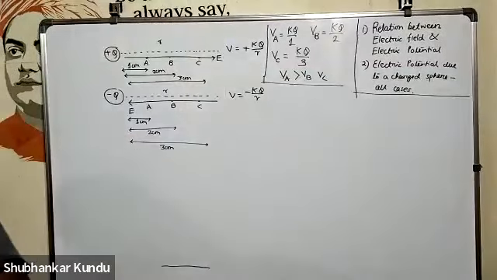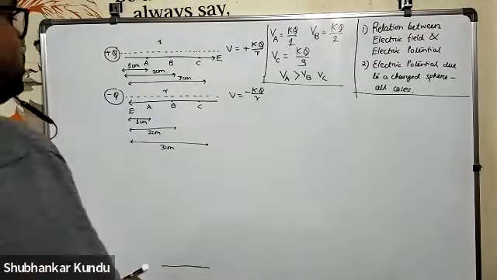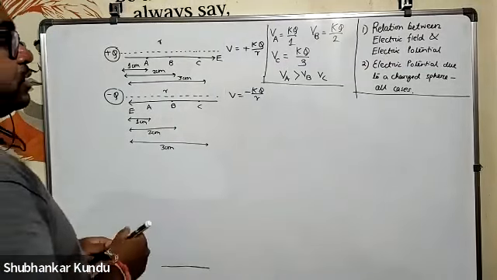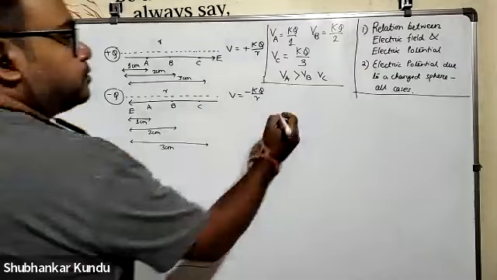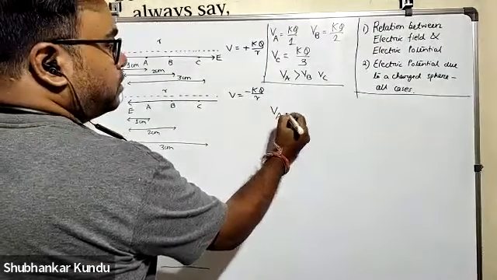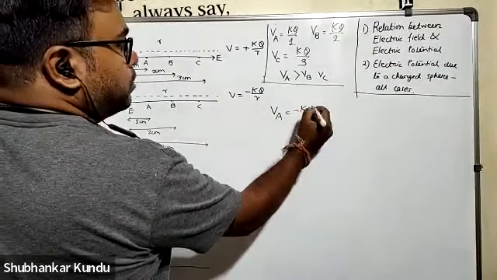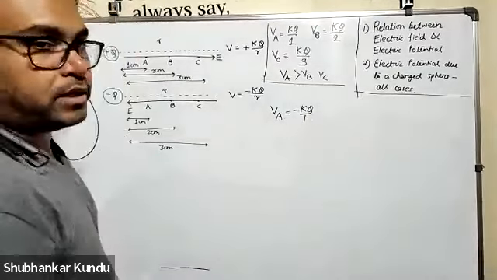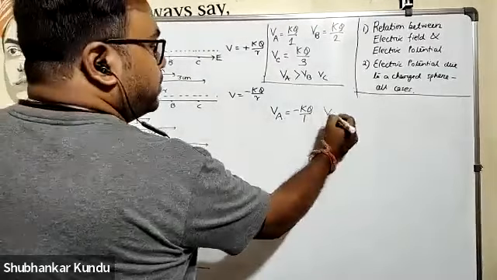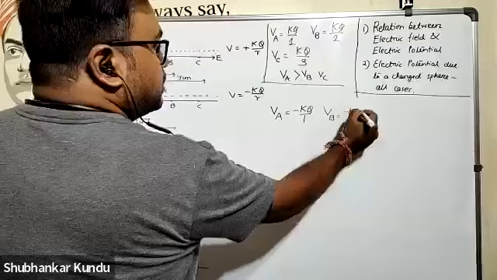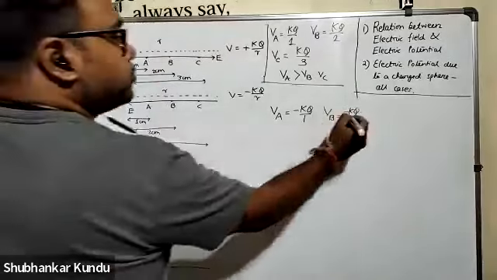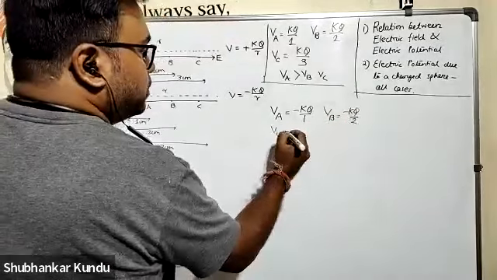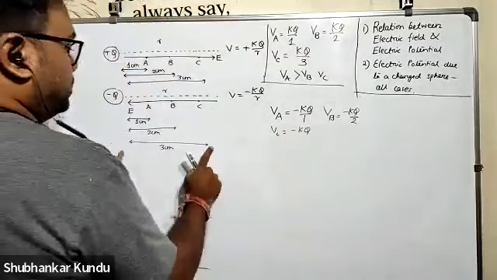Let's talk about this one. What will be the potential at A point? Here potential at A will be minus KQ upon 1. Potential needs to be put with the sign. VB will be minus KQ, for B the distance is 2. And VC will be minus KQ upon this distance 3.